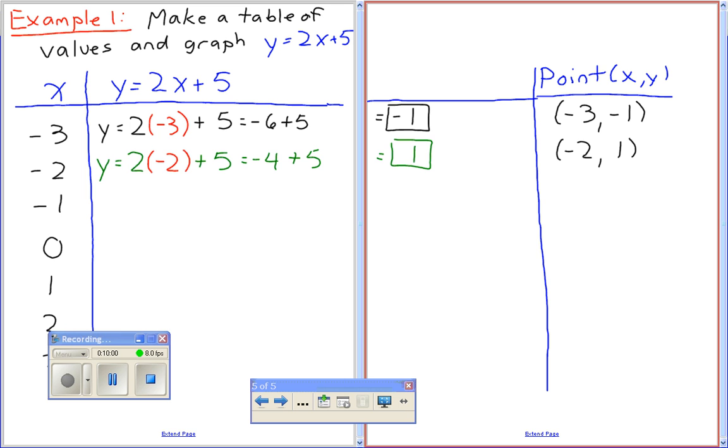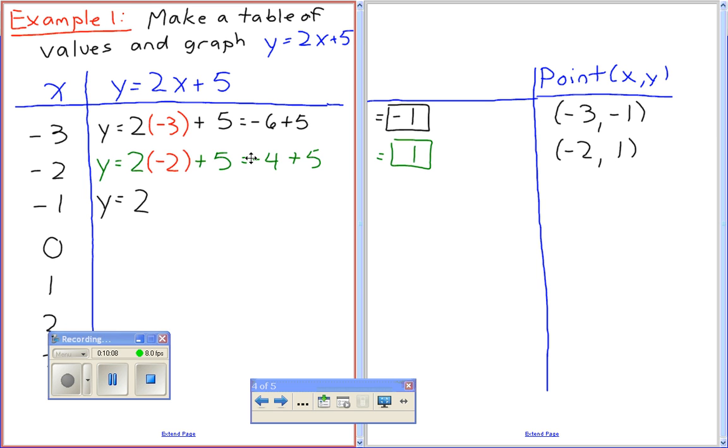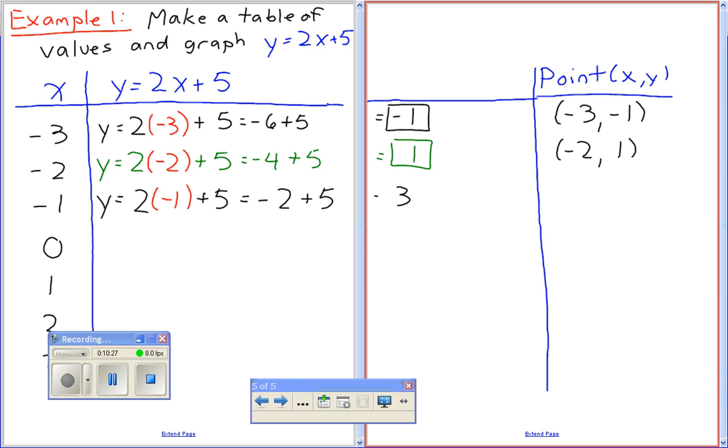Michaela, can you give me the beginning of the next line, please? y equals 2 times negative 1 plus 5. All right, Sierra, 2 times negative 1. Good. Negative 2 plus 5, 5 minus 2 should equal 3. All right, Jeremy, what's the point on my graph going to be then? Good. Negative 1 and 3.